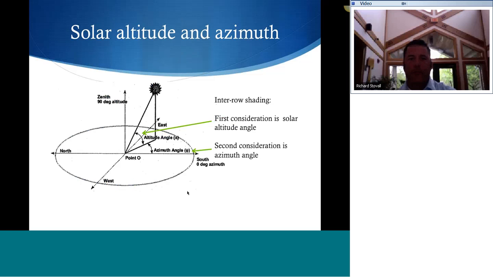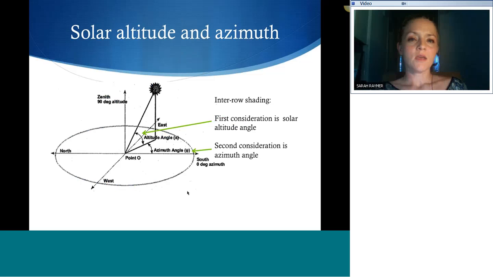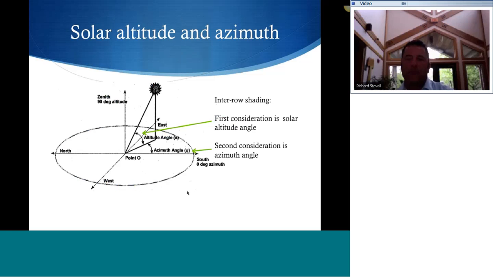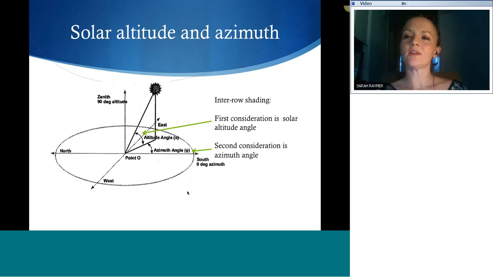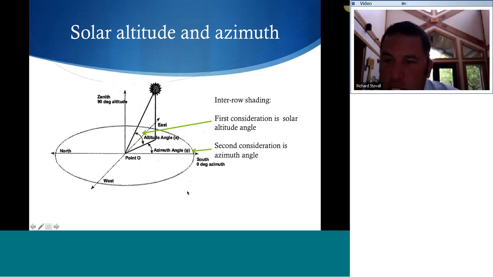Here is a graphic representation of that. You see here, can you see my mouse moving on the screen? Yes, we see your mouse. Okay, great. Yep. All right.